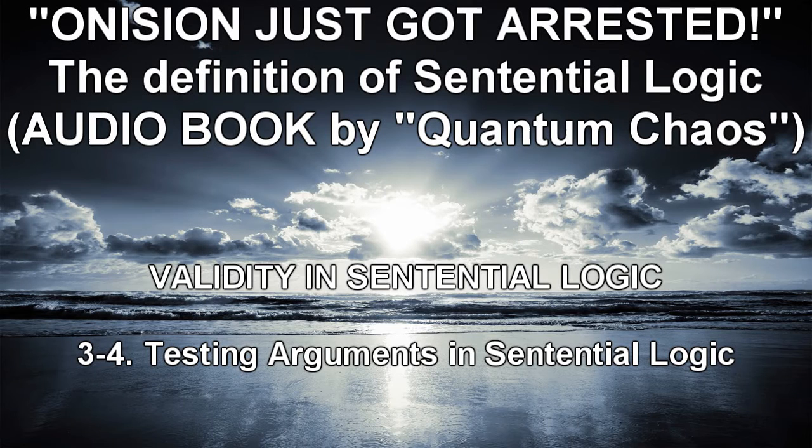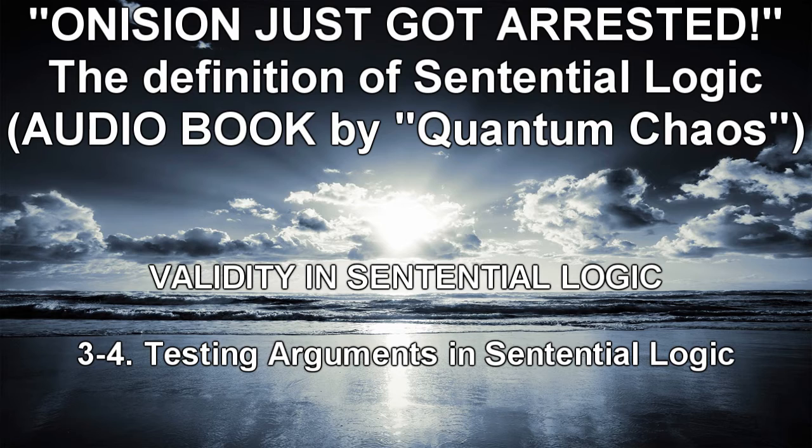4. Testing arguments in sentential logic. In the previous section, we noted that an argument is valid if and only if there is no case in which the premises are true and the conclusion is false. We also noted that the cases in sentential logic are the possible combinations of truth values that can be assigned to the atomic formula letters in an argument. In the present section, we use these ideas to test sentential argument forms for validity and invalidity.